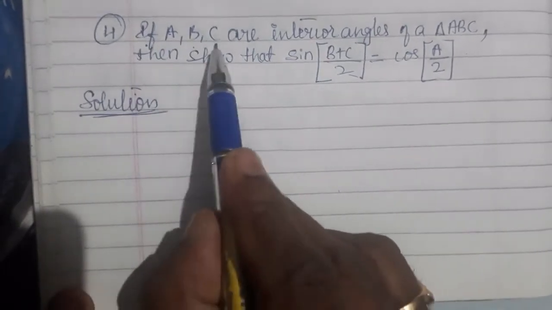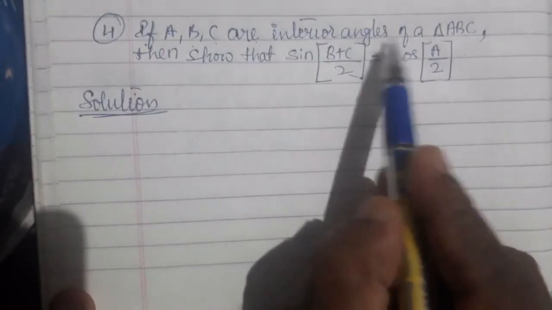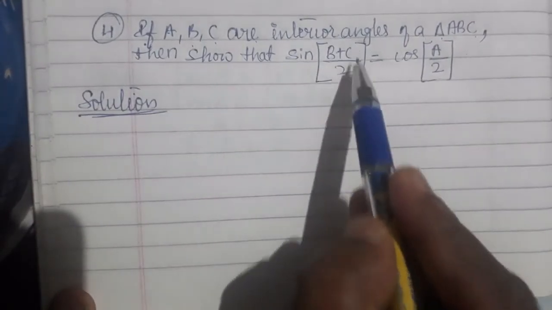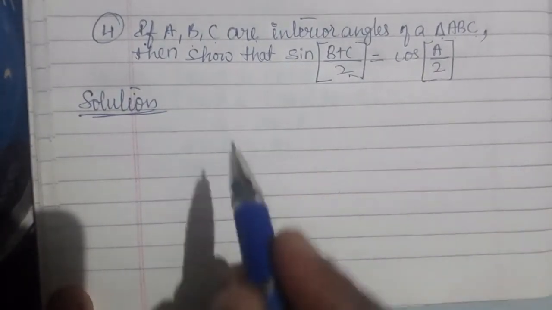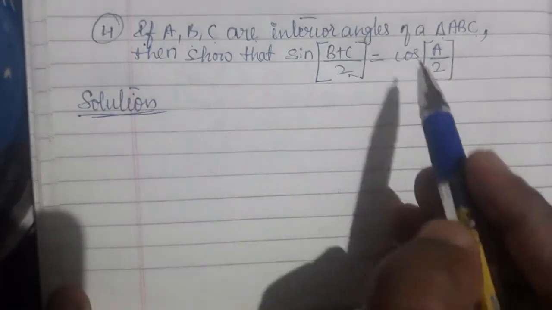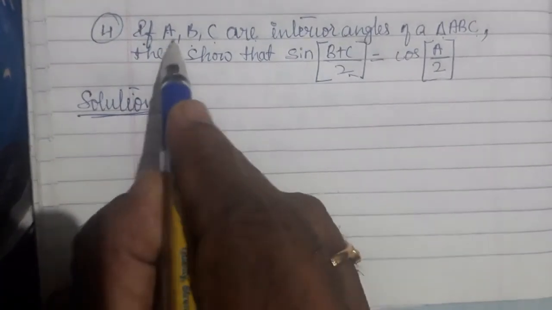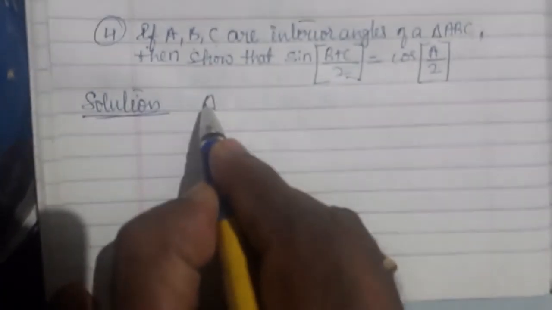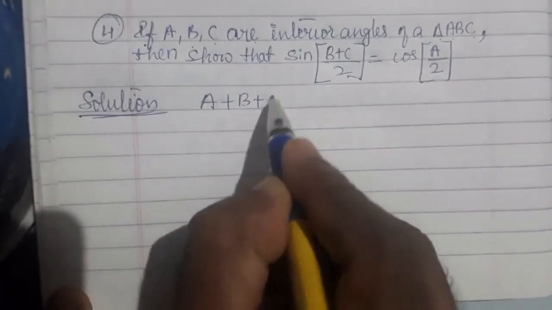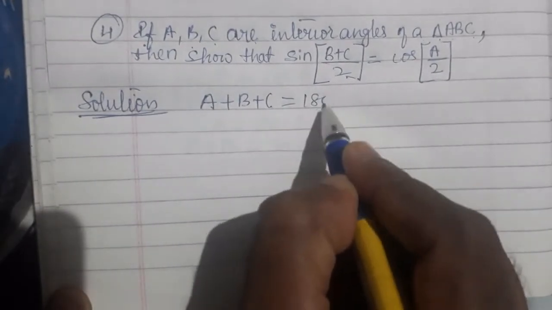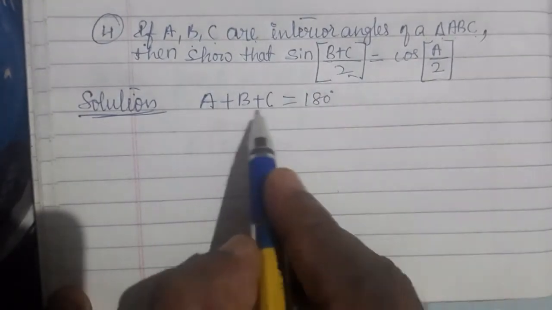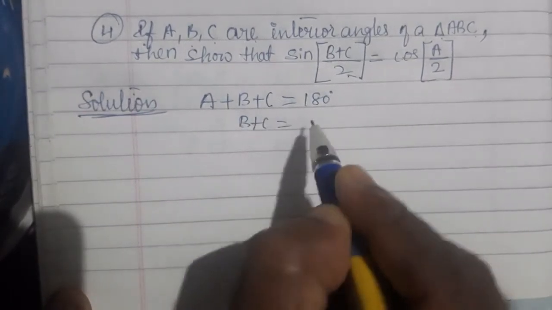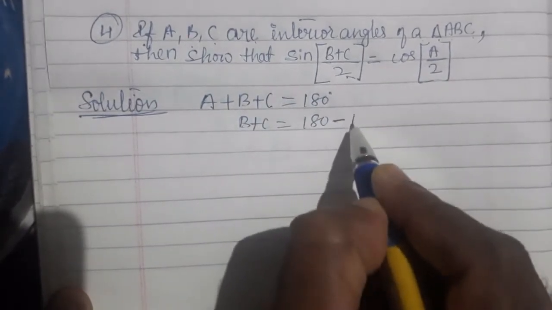If A, B, C are interior angles of a triangle ABC, then show that sine (B plus C) by 2 is equal to cos A by 2. So first we will take the property of interior angles. We know that A, B, C are the interior angles, so the sum of interior angles of a triangle is always equal to 180 degree. But we want B plus C. So retain B plus C, shift A. B plus C is equal to 180 minus A.